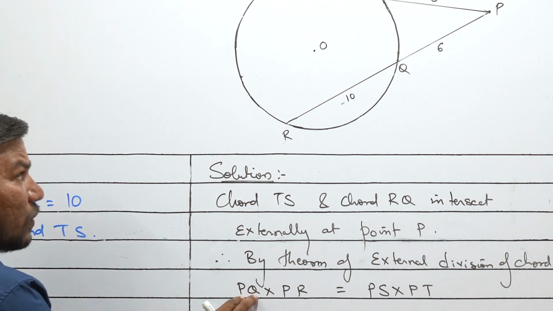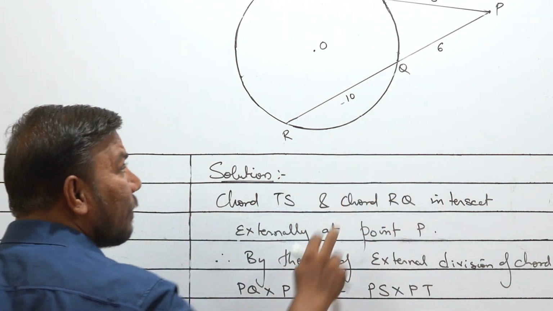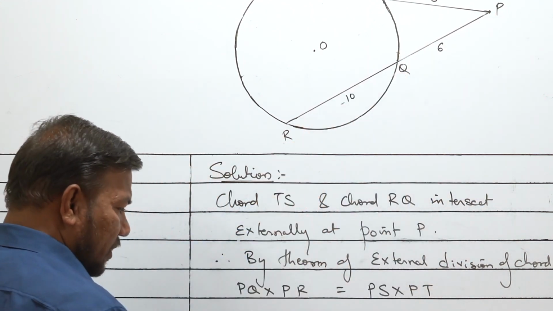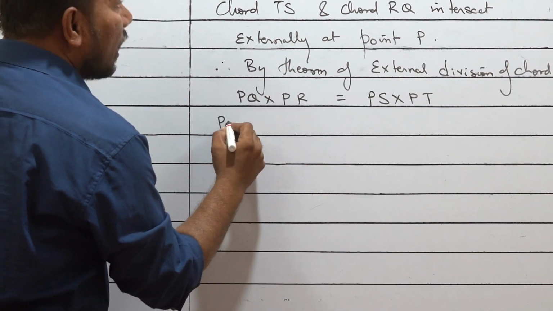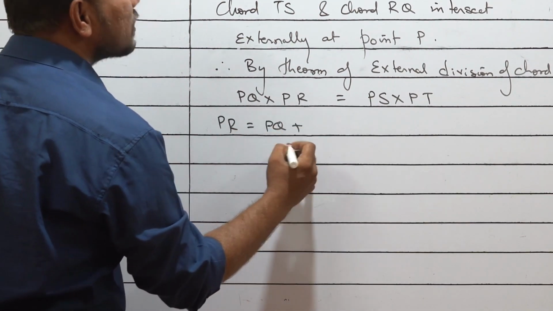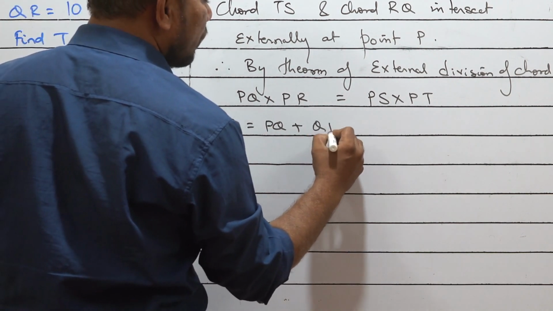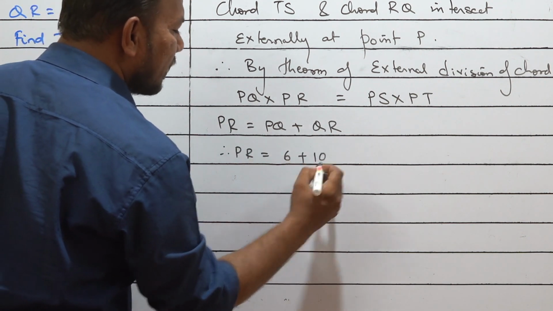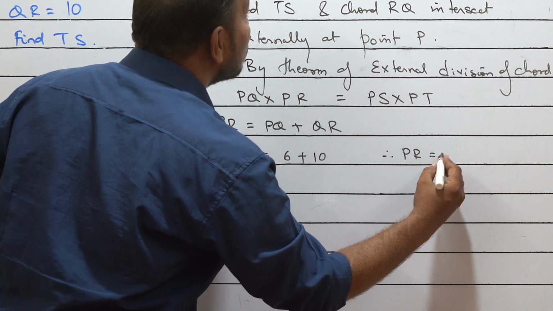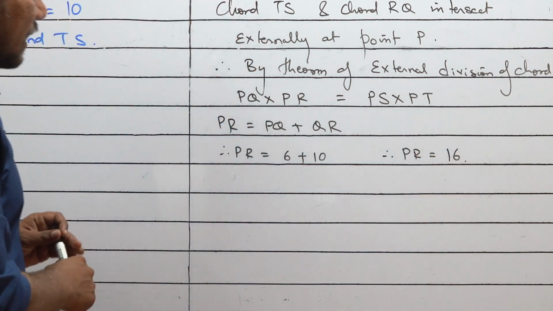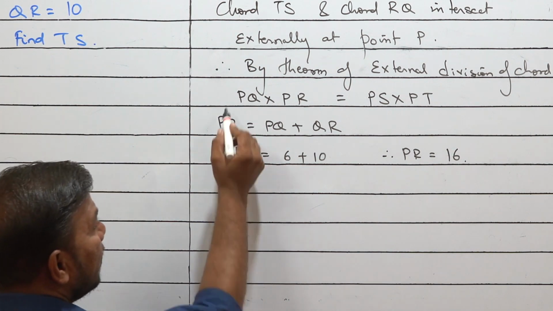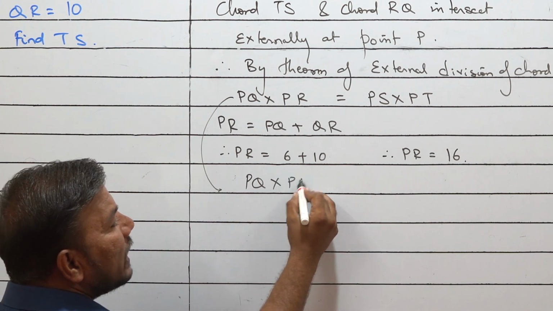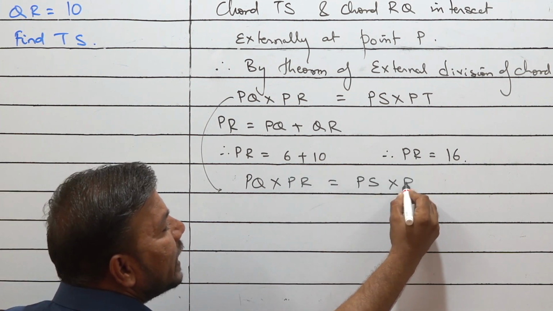Okay, PQ's value is given as 6, PR we don't know. PR is PQ plus QR, so I'll find it first. PR is equal to PQ plus QR. Therefore PR is equal to 6 plus 10, so PR is equal to 16. Fine. Now I'll substitute it in this statement. PQ into PR is equal to PS into PT.